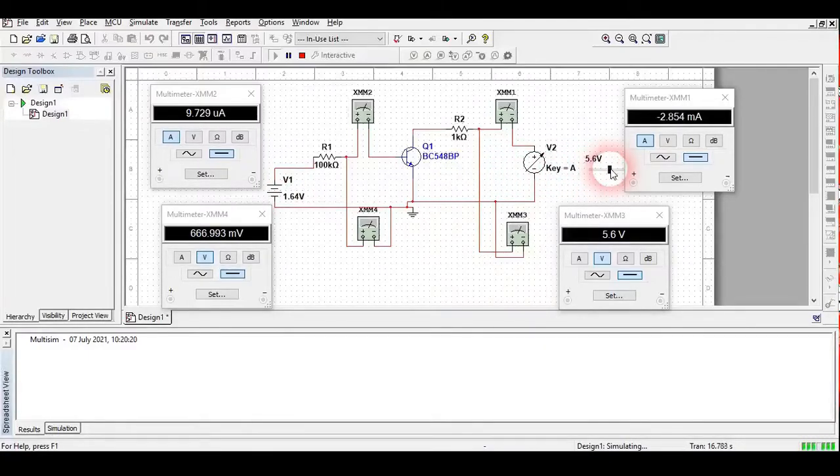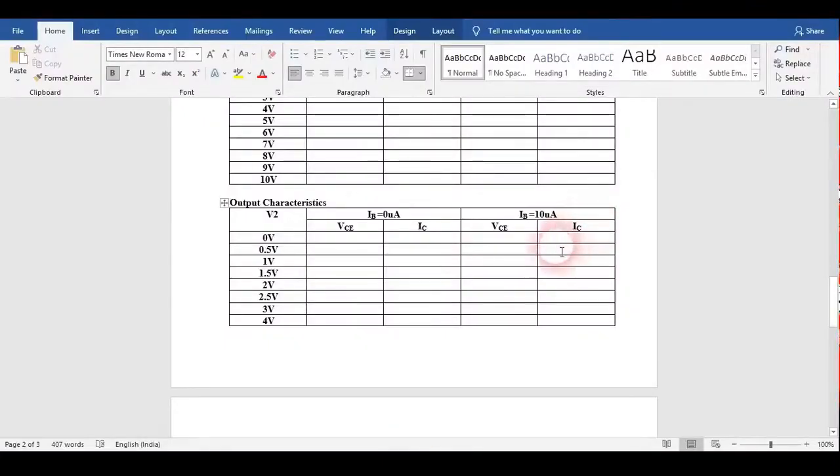So just look here, at 7.4 volt also, the value of current IB is not going to change here, 9.729. As I have already said, initially for different values of V2 this IB current changes a little bit, but afterwards this IB current remains constant. It is not changing with respect to this V2 voltage. But here the current IC and this VC would change, so we will take the values of IC and VC. Understood?